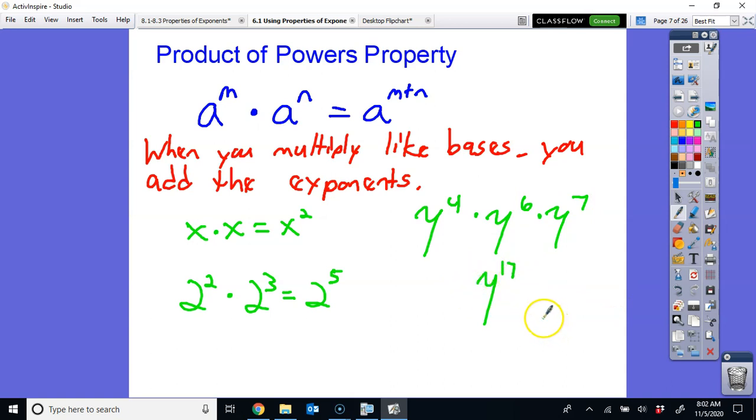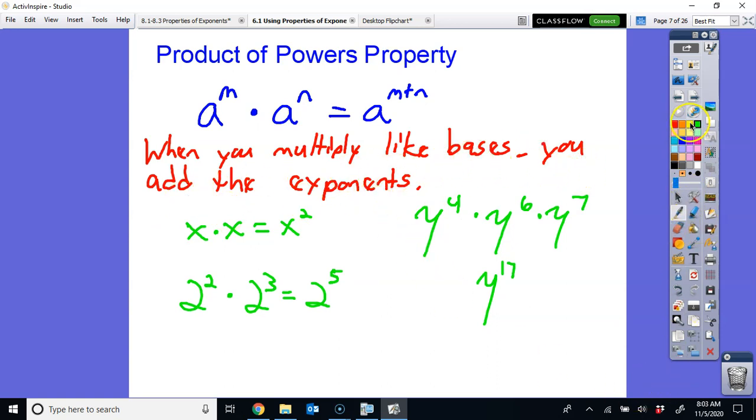And guys, this is probably the easiest property that we do, but when we start combining it with some of the others, you still need to keep them separate in your head. I can't do that for you. I can teach the properties to you, but you have to practice them enough to keep them separate. So when you multiply like bases, you add the exponents.